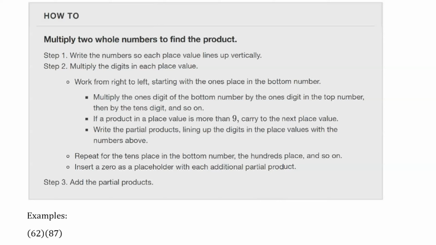Any time the product is larger than 9, meaning it's got two digits, we'll carry the tens digit up to the left. We do this for each place value of the bottom number with each place value in the top number. Those are called partial products, and then we'll add those partial products together. Every time you move a place to the left in the bottom number, you have to drop a 0 underneath. It sounds very complicated, but let's try some examples.